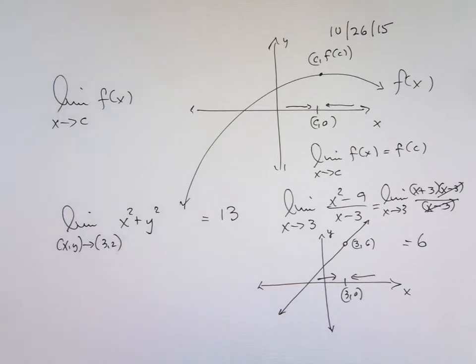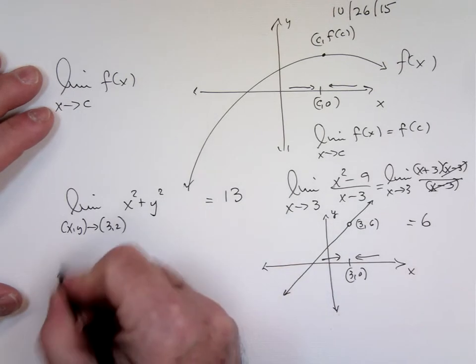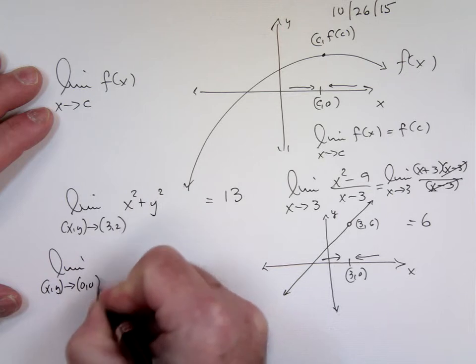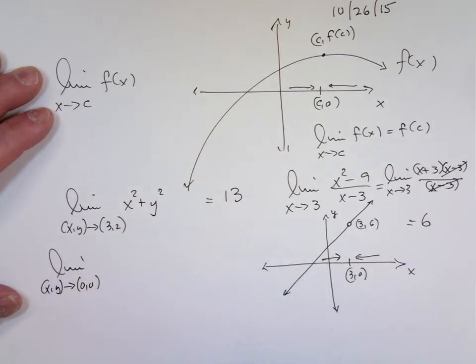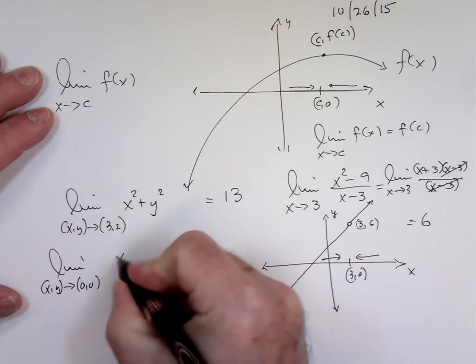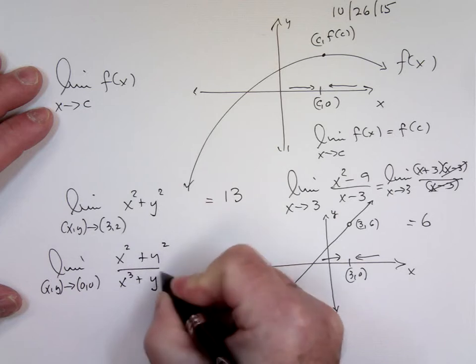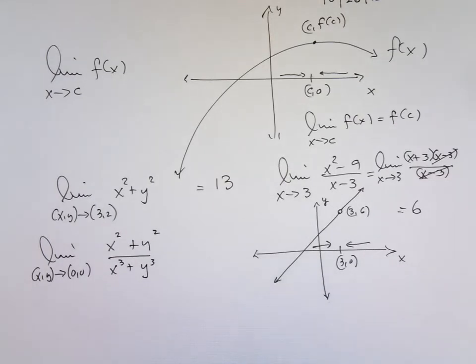What happens in Calc 3 now when you have this problem? Well, let's take a look. Let's suppose we have, let's say, x squared plus y squared over x cubed plus y cubed kind of thing. Now, where's the numerator going as xy goes to 0, 0? 0. And where's the denominator going? 0 as well. We've got a 0 over 0 indeterminate form.